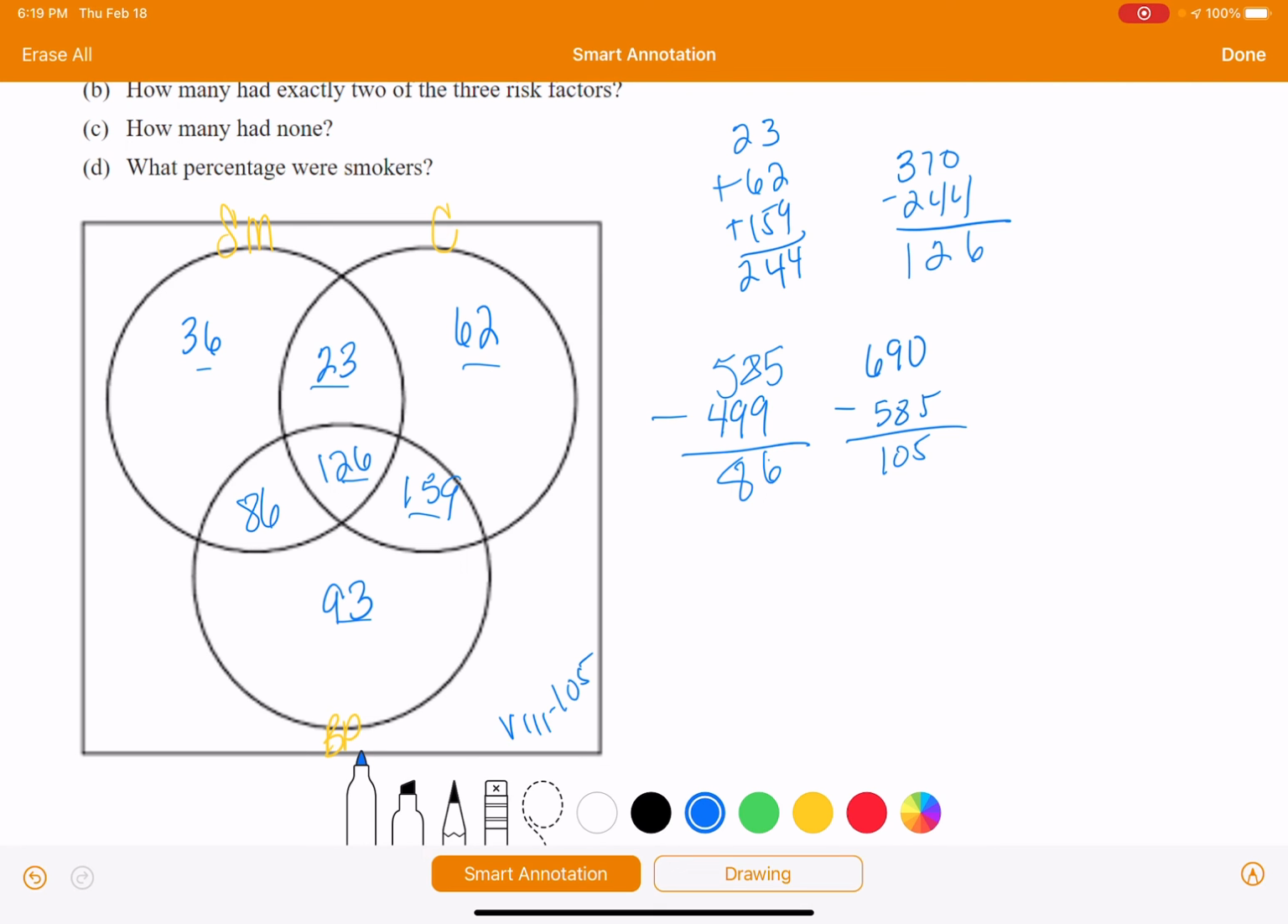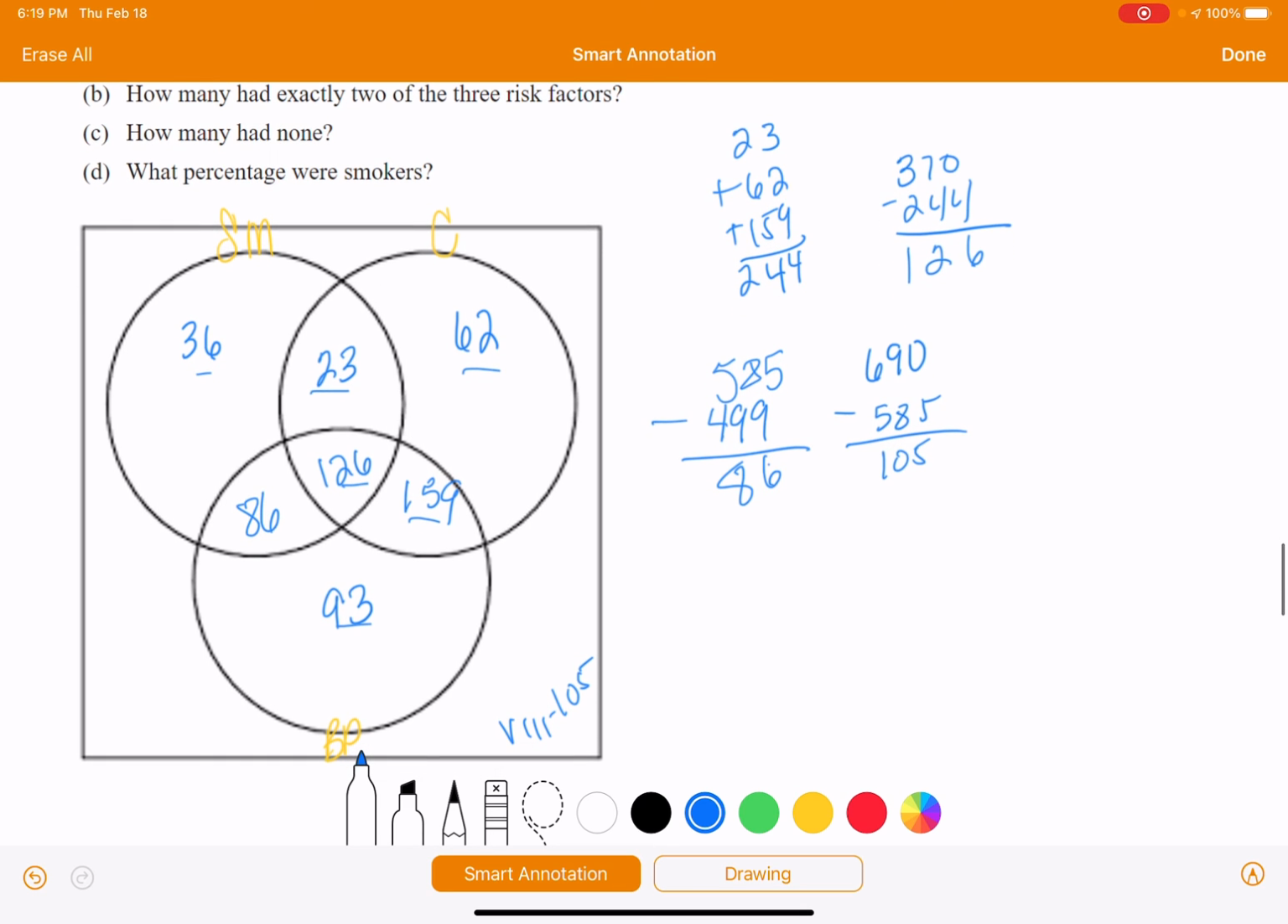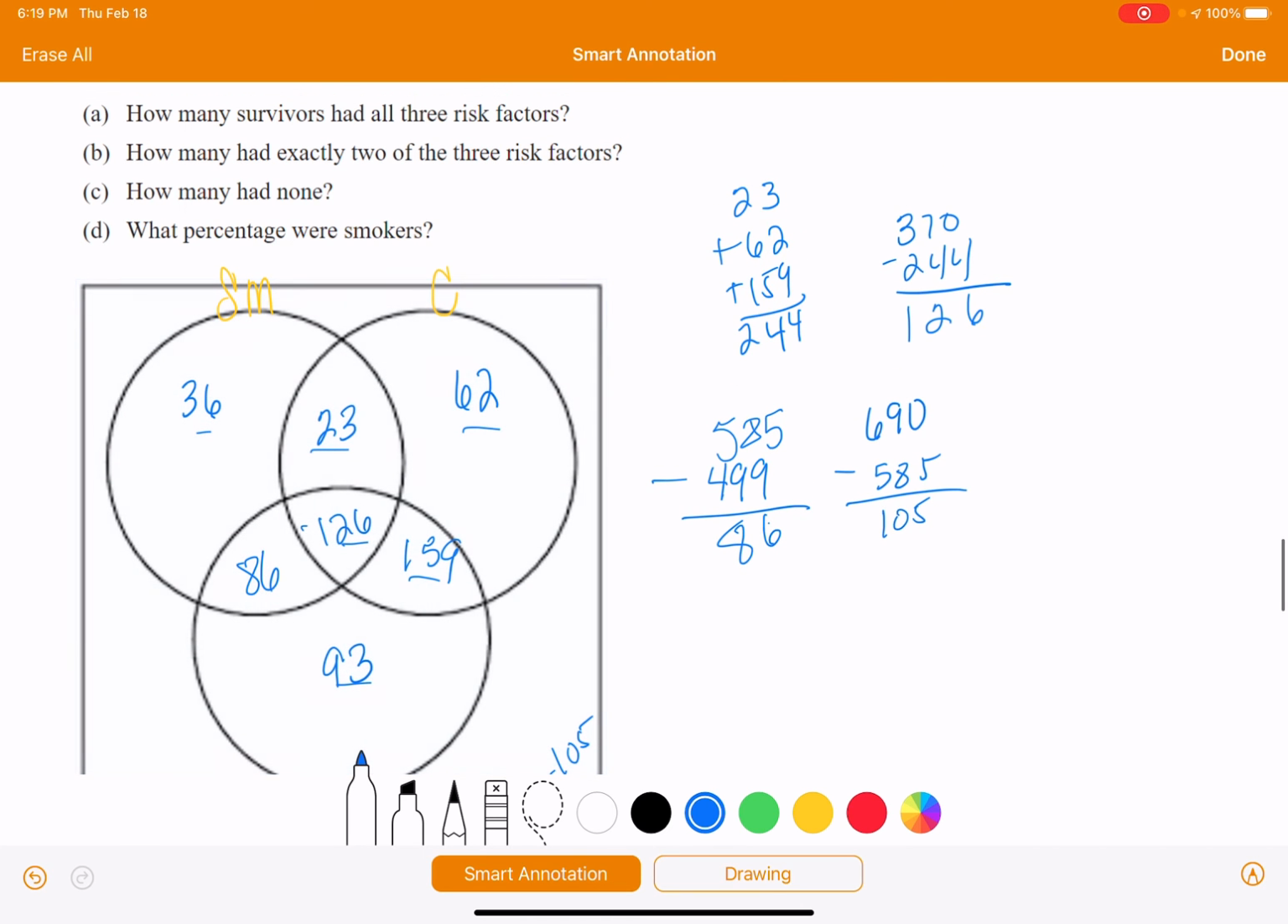How many survivors had all 3 risk factors? Well, if we're looking for all 3 risk factors, we're looking for section 5, which is 126. That's where all 3 of the Venn diagram circles match up.